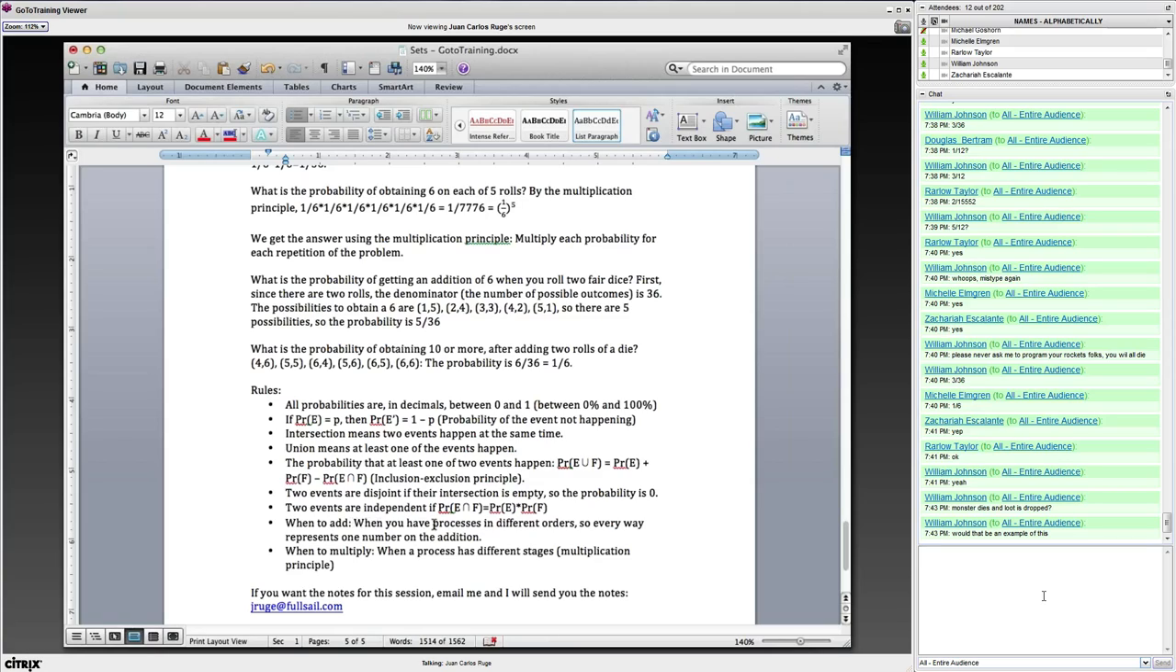You should add probabilities when you have processes in different orders. Or actually, when you have the same processes in different orders. Like for example, if you want to check if you do it first and then somebody does it second, and then you have to check if the other person does it first and you want to do it second. That kind of change in the order. So you have to add both probabilities. And you multiply when you have different stages, which is the multiplication principle. Questions, guys?